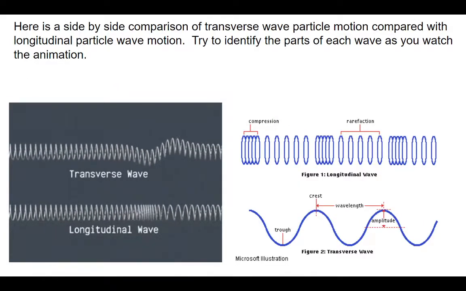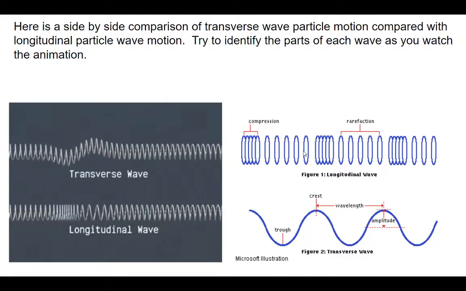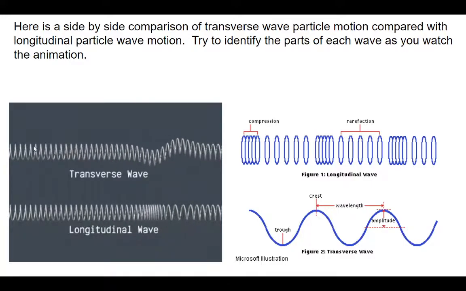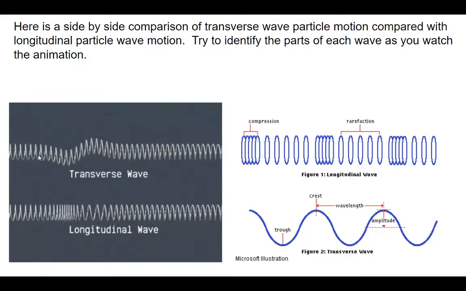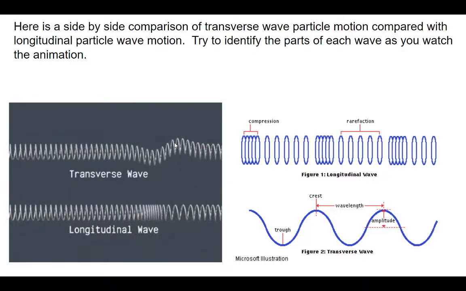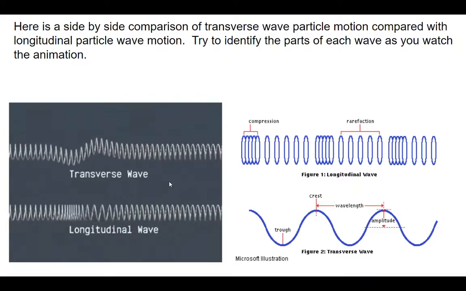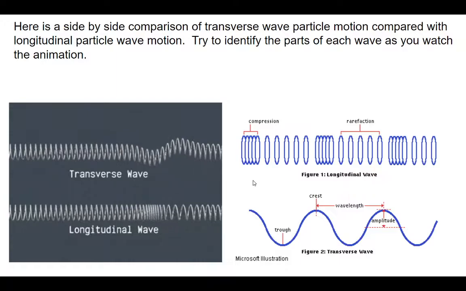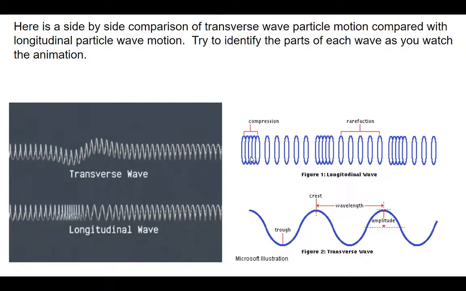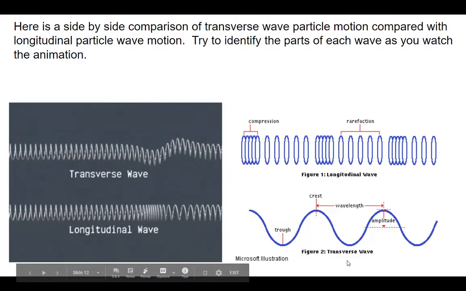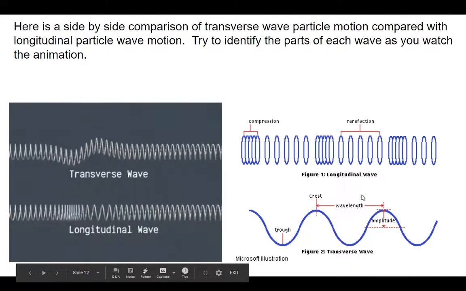Okay, now we're going to look at them side by side. Remember, waves move energy, not matter. In the transverse wave, you see this up and down motion. The particles are vibrating up and down, or vertically, 90 degrees to the direction of motion. In a longitudinal wave, they go back and forth, and our parts are compression and rarefaction: pressed together, spread apart. In a transverse wave, the tops are called the crests, and the low parts are called the troughs.